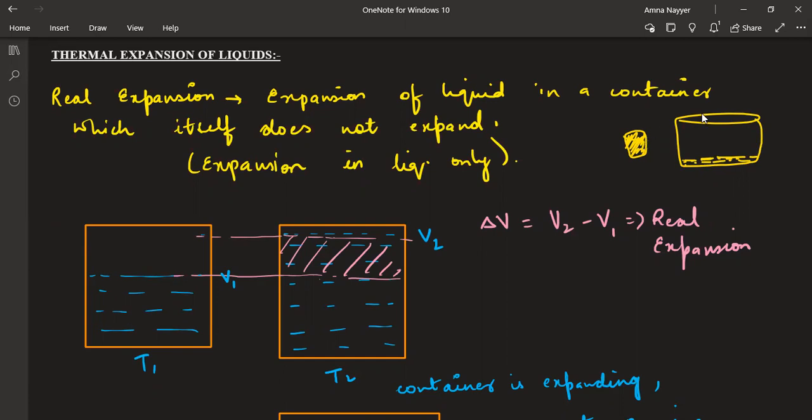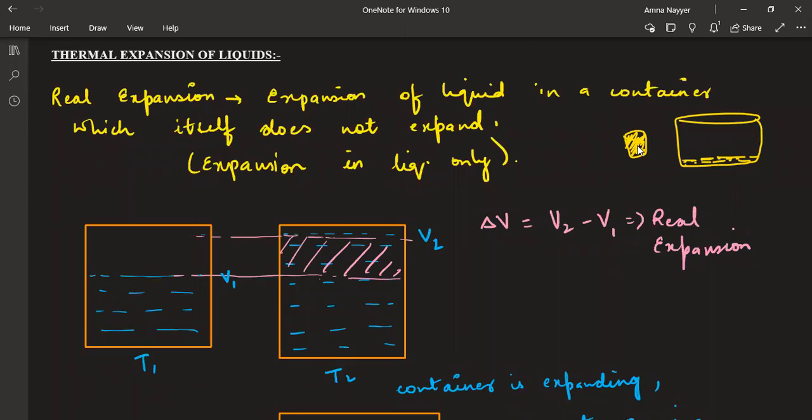Same thing is here. If you take a container and fill it with some sort of liquid, let's say water, any liquid, and now you supply heat, what will happen? When the container expands, the water level here will decrease. So this is known as real expansion and apparent expansion. There is one case where the liquid expands, and there is one case when the container is expanding.